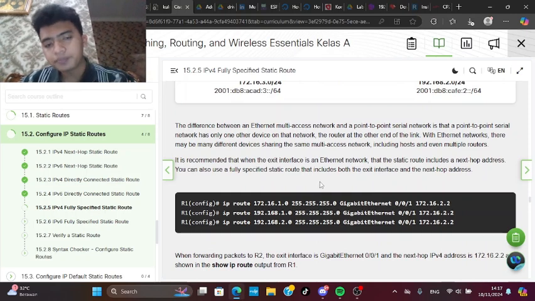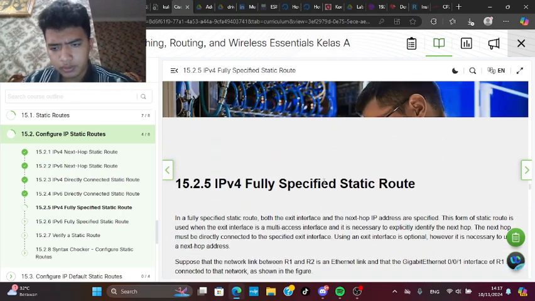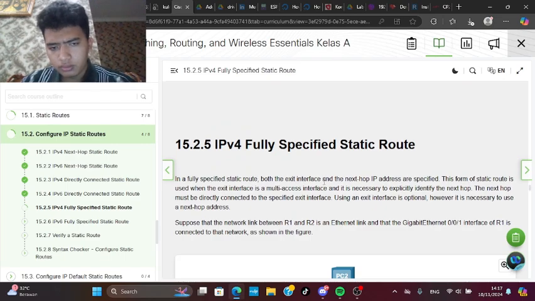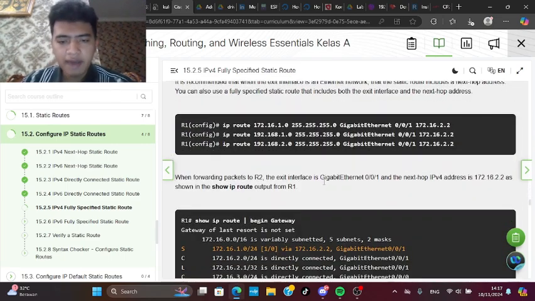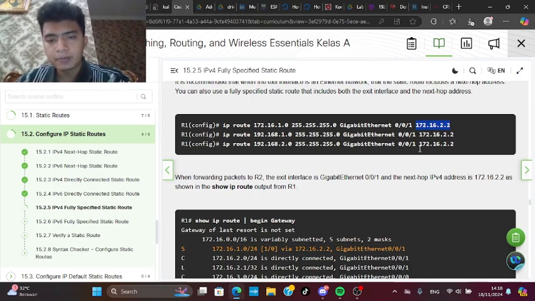Okay, so here we have the fully specified route, which means we have the exit interface and the next hop. As we can see here, the exit interface is GigabitEthernet, and then the next hop is the router 2 network IP address. Okay.